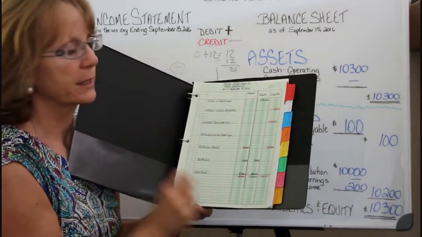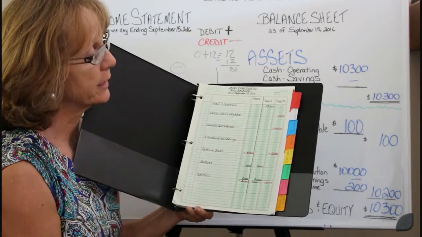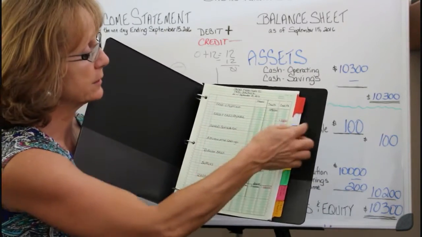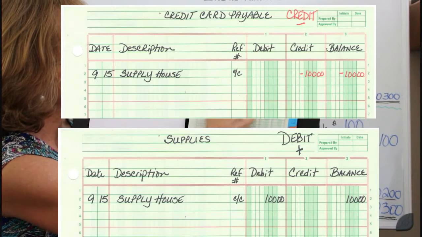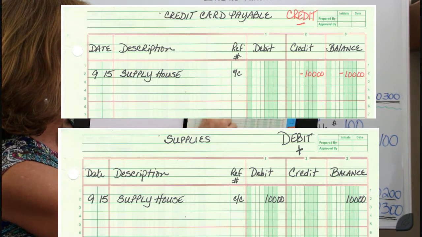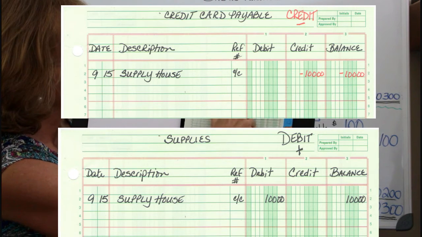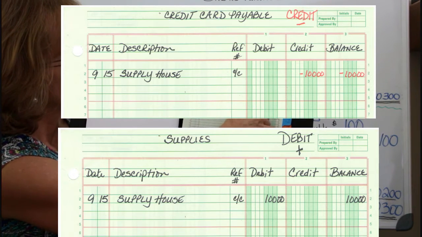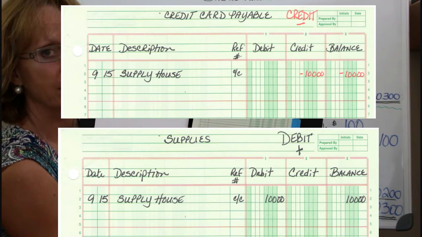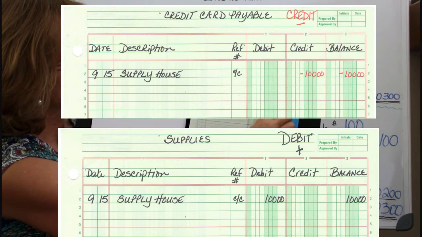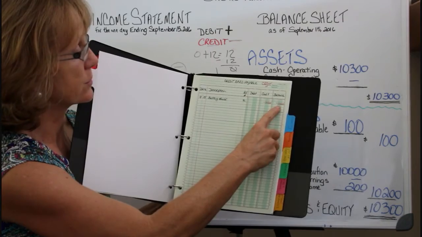He bought $100 worth of supplies on a credit card. Jack gave us the credit card receipt, so we go to the liabilities section. We post under the credit card payable account the date, the description was supply house, the reference is just credit card. Now this is a $100 credit because of course our liabilities are credit balances. So the balance is a credit of $100.